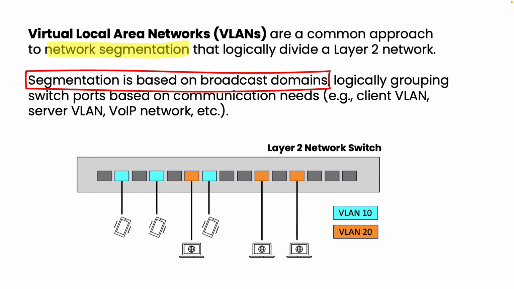So for example, we'd create a VLAN for our client systems, a VLAN for servers, or maybe even subsets of servers. We might put all of our database servers on their own VLAN, for example. We'll use a dedicated VLAN for our voice over IP, our unified communications, for example.